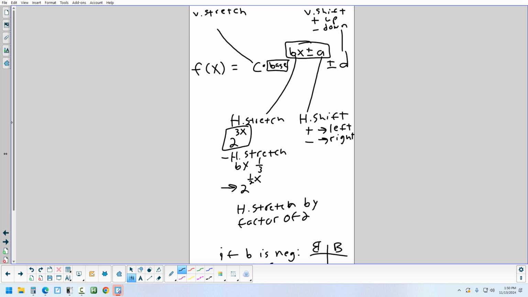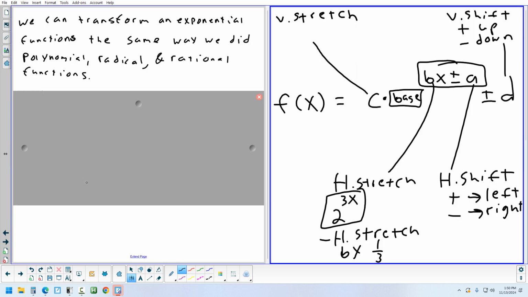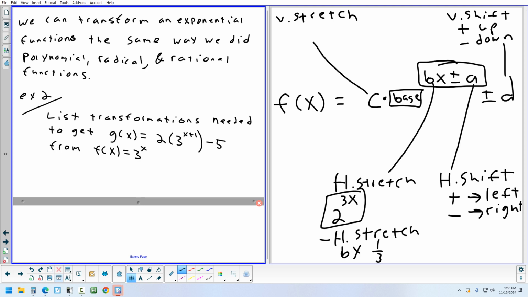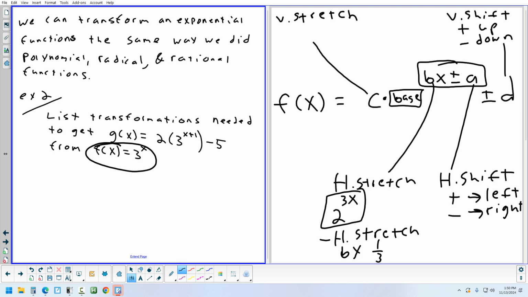Okay, so now let's use that chart to describe a transformation. We have the answers all written down. It says, list the transformations needed to change that into that. The first step is list how many transformations there are. So how many transformations are in the one I circled in green? 4.